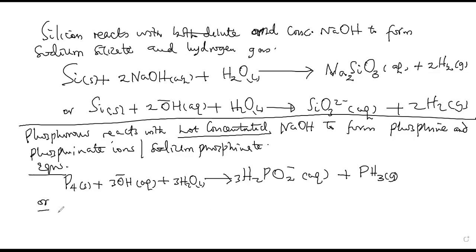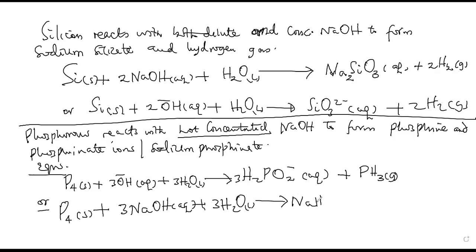Or the molecular equation would be phosphorus, P4, solid plus sodium hydroxide, 3 of them, plus 3 water molecules, form sodium phosphonate, NaH2PO2, aqueous, but 3, then plus phosphine gas. That is how phosphorus reacts with the concentrated sodium hydroxide.